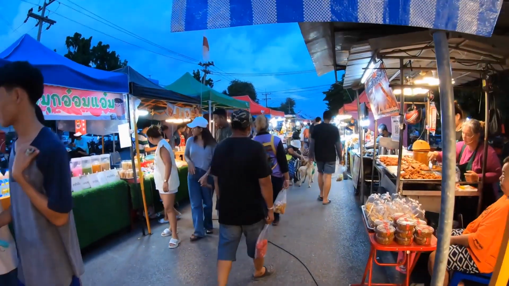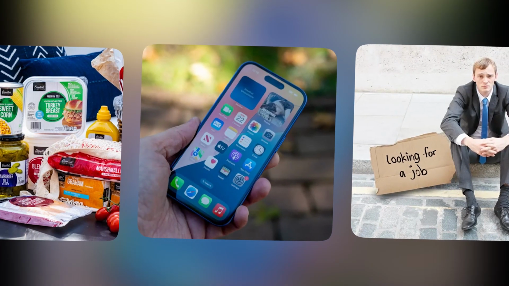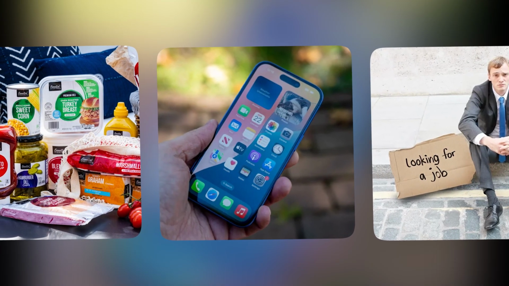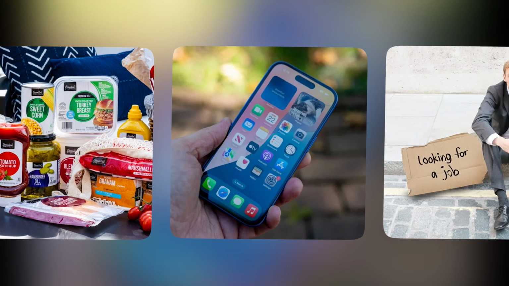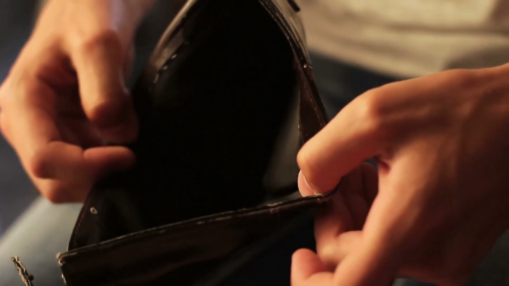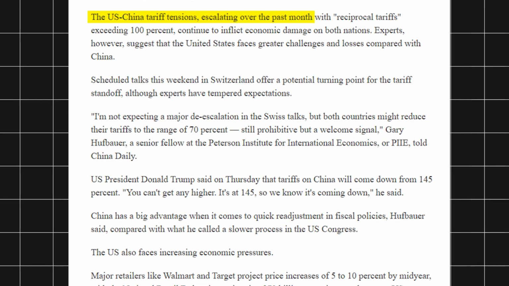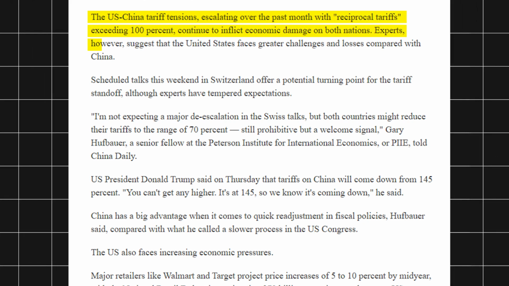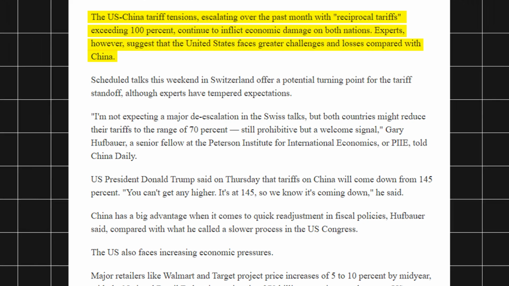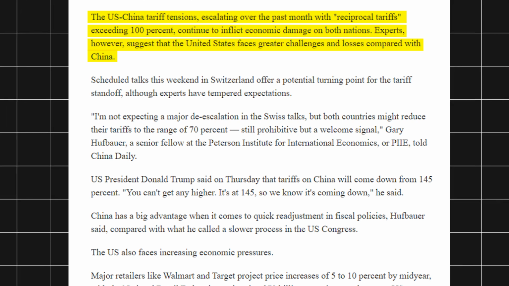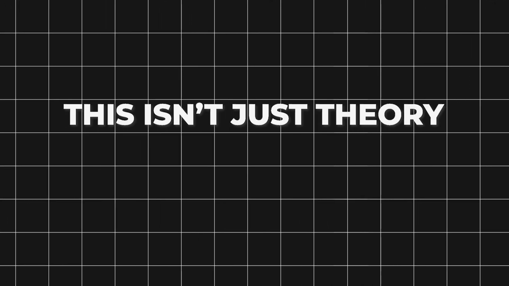Higher prices at your local store, lost jobs in factories and farms, disruptions in everyday essentials, from phones to food. Even a single tariff can trigger unintended consequences across borders and across your wallet. In fact, according to the Peterson Institute, U.S. consumers bore nearly the entire burden of tariffs placed on Chinese goods during 2018 to 2019. This isn't just theory, it's real life.